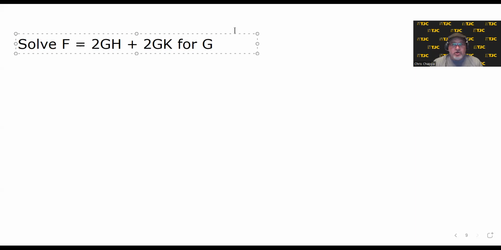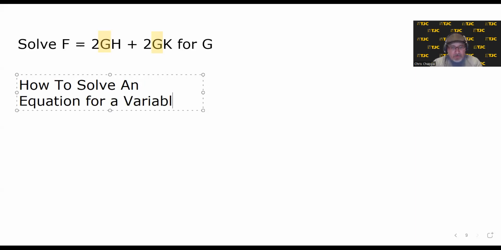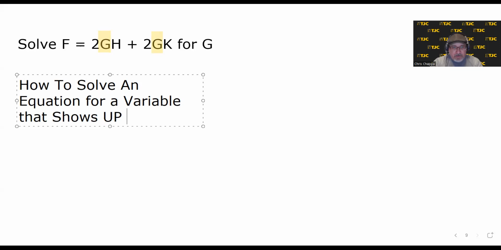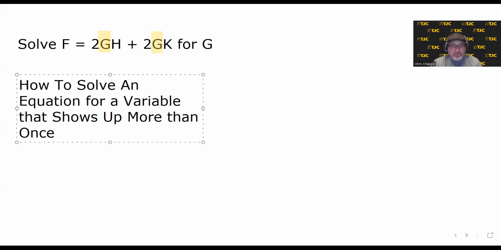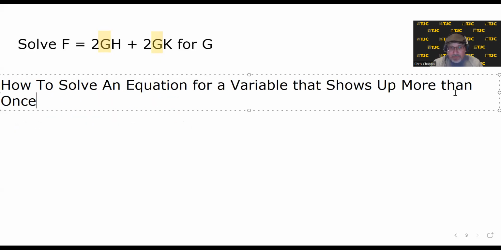Now, there's a trick for solving for a variable that shows up multiple times within an equation, such as this G. And I'm actually going to type this as a how-to list. How to solve an equation for a variable that shows up more than once. It's kind of a long title, but I guess it's a good descriptive title. Can I fit it all on one line? I could not do it.